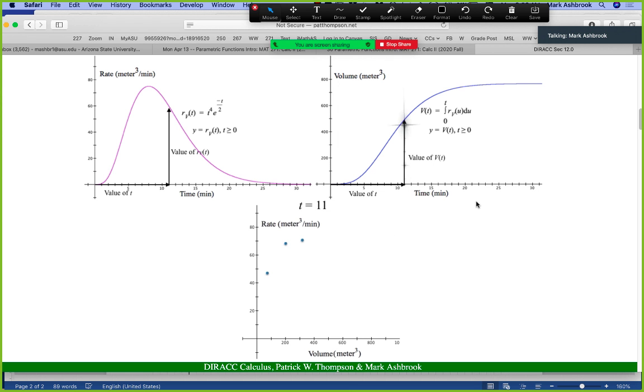Same thing now. T equals 11. Got the amount on the horizontal. The rate, the corresponding rate, is the vertical coordinate. So we get that ordered pair.